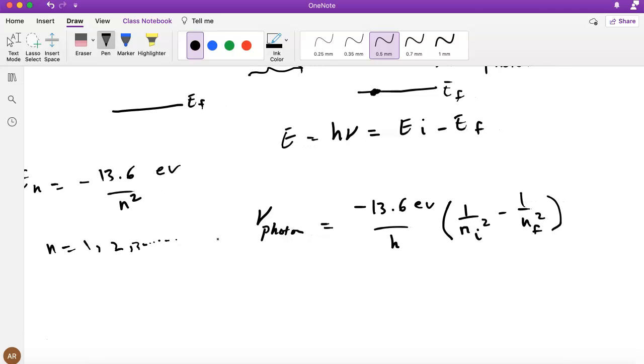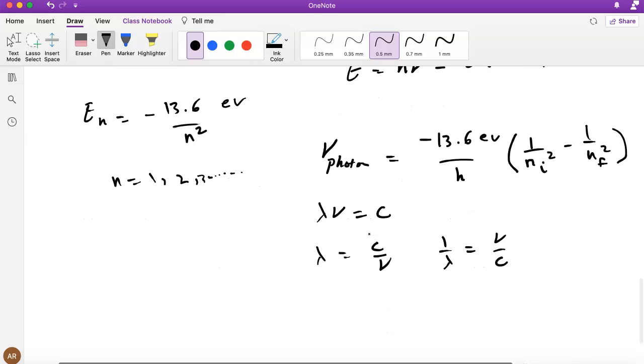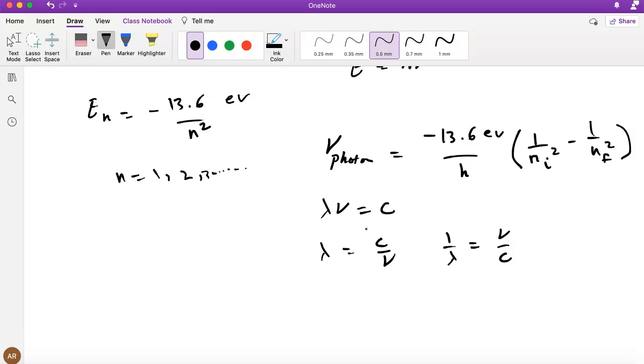And that also implies that the wavelength of photons emitted by this atom will only take certain values, because we knew that lambda times nu is just the speed of light. So lambda is going to be c over nu, or 1 over lambda is going to be nu over c. So 1 over lambda will take these values divided by the speed of light. And that's precisely what happens.